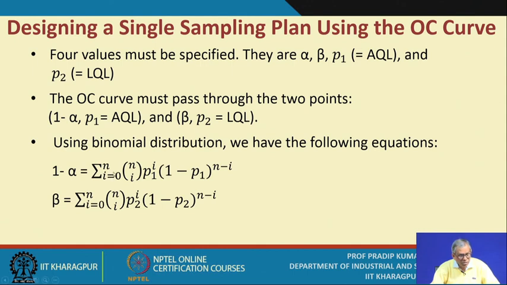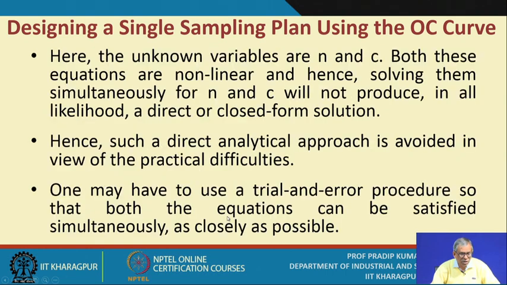You have the unknowns of C and unknowns of n. Is it okay? So that means what are the parameters? The parameters are the sample size n and the acceptance number C. So you have 2 equations and the 2 unknowns. Now the unknown variables are n and C.